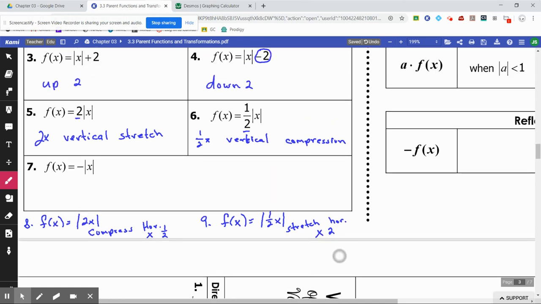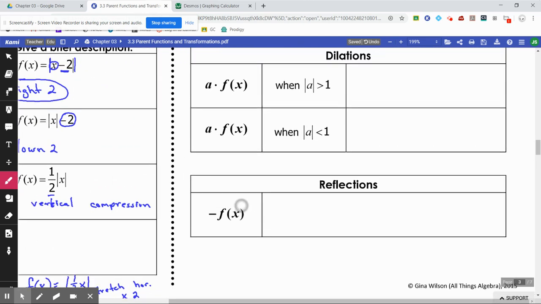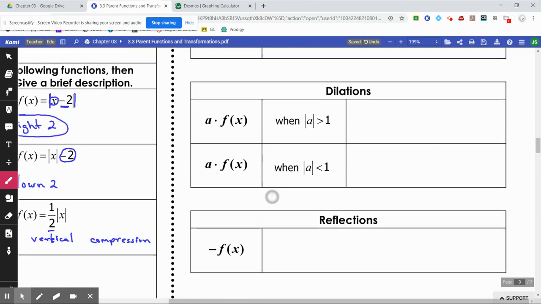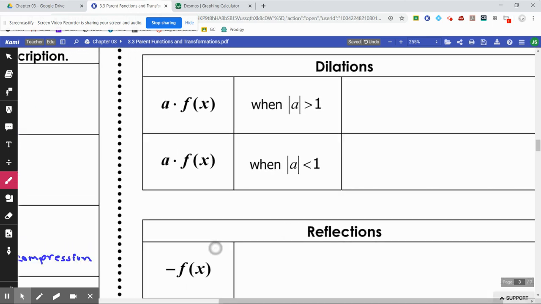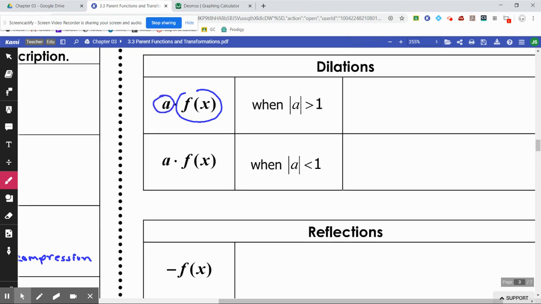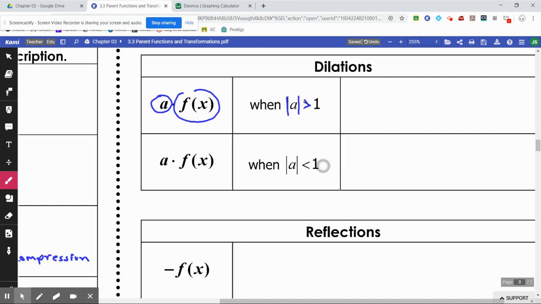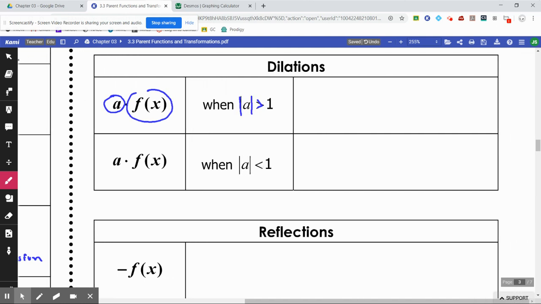So let's apply that over here. And these are called dilations, by the way. A dilation is a stretch or a shrink. What happens when you take your whole function and you multiply out front by a factor of a? Now, what happens when a is bigger than 1? When a is something like 2 or 3 or 4, that's when your stretch happens, okay? So that's going to be a vertical stretch, and it's going to be a stretch times a factor of a.